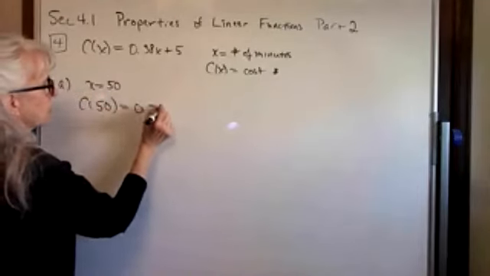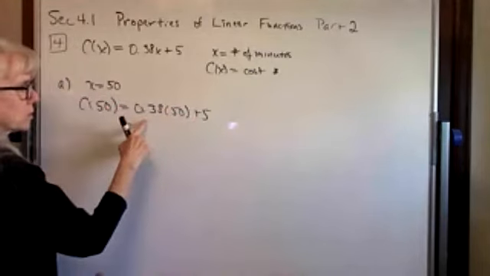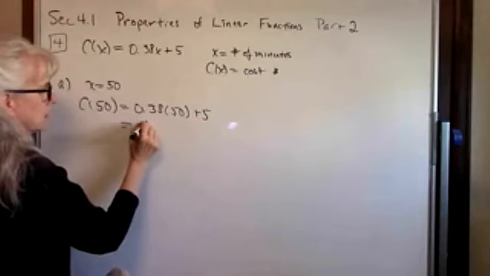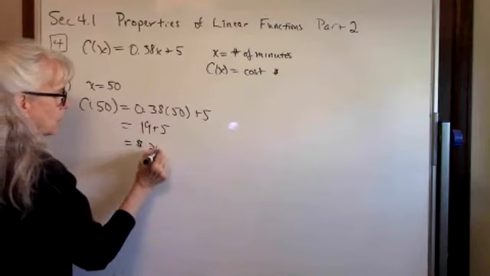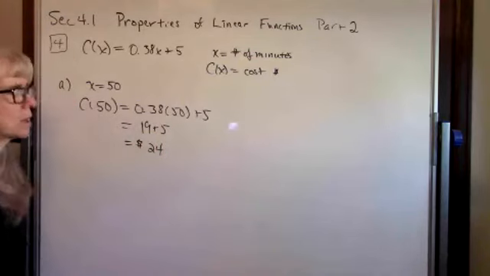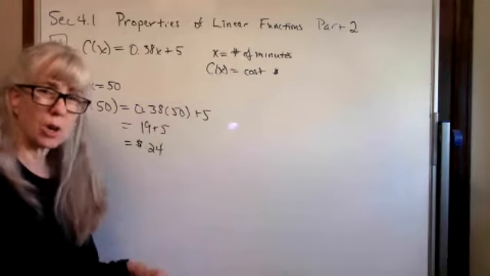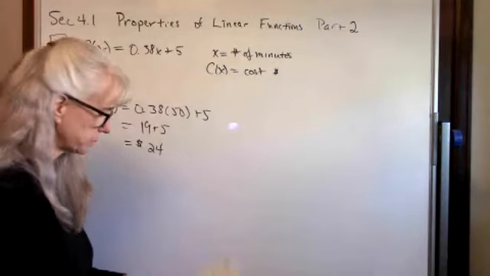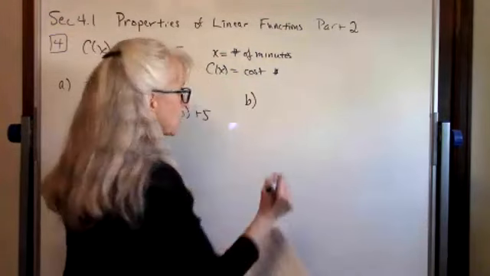That would be 0.38 times 50, and then we'll add 5. So 0.38 times 50 comes out to be 19, plus 5 gives us $24. So if you talk on this phone for 50 minutes, it's going to cost you $24. And I realize that cell plans don't do this anymore, but it's a really nice place to start with those linear applications.